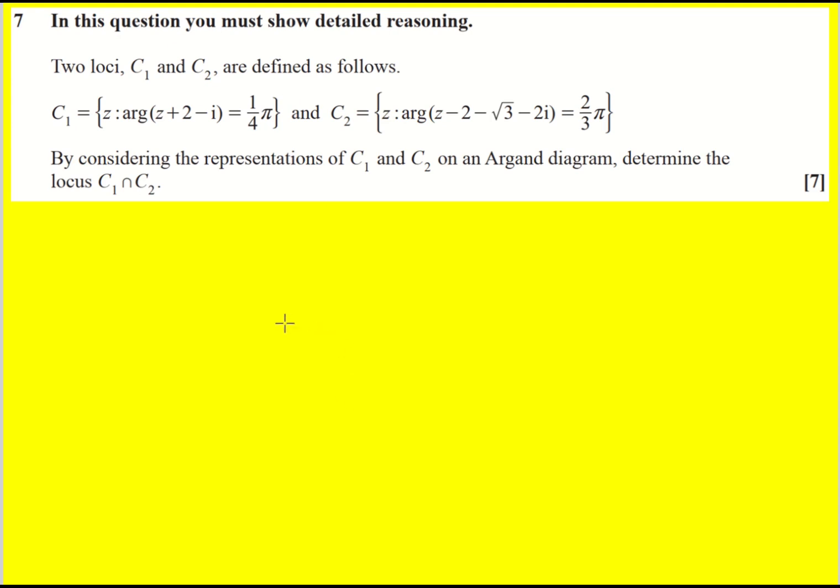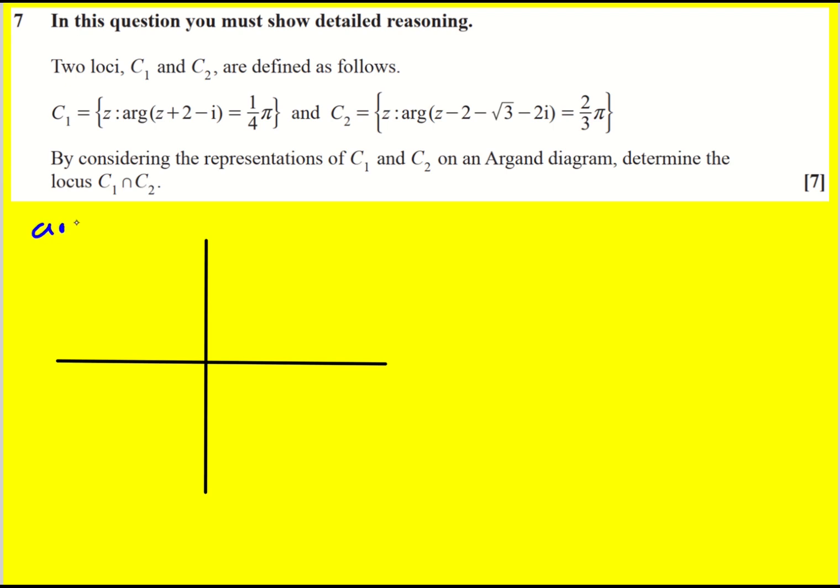Right, loci using complex numbers. Okay, let's do this. So the first one is actually not too bad. We're told that the argument of a complex number is pi over 4.